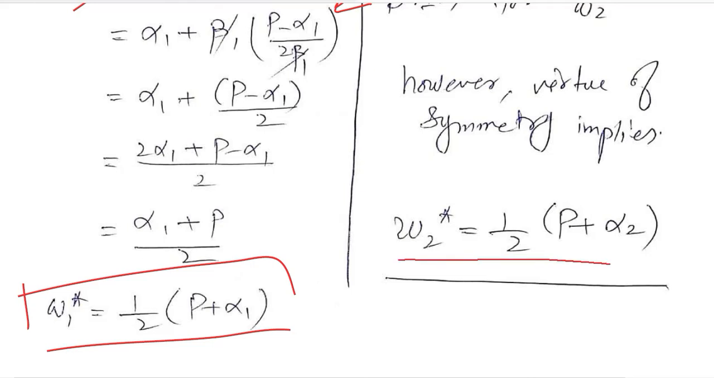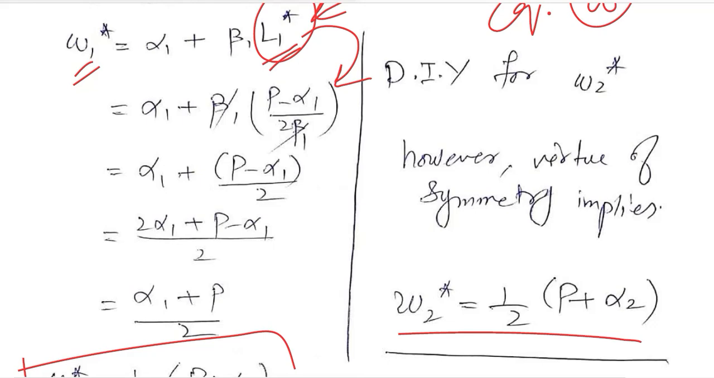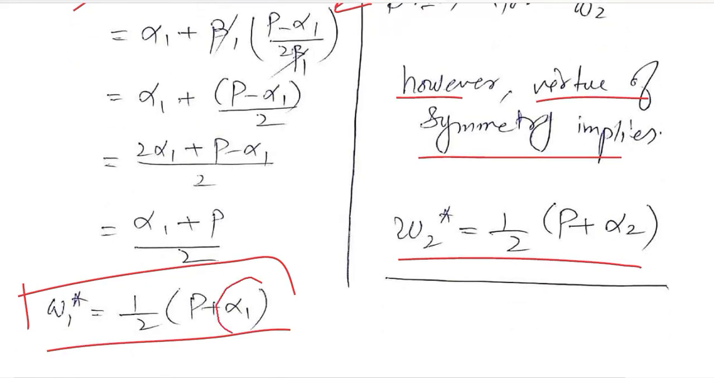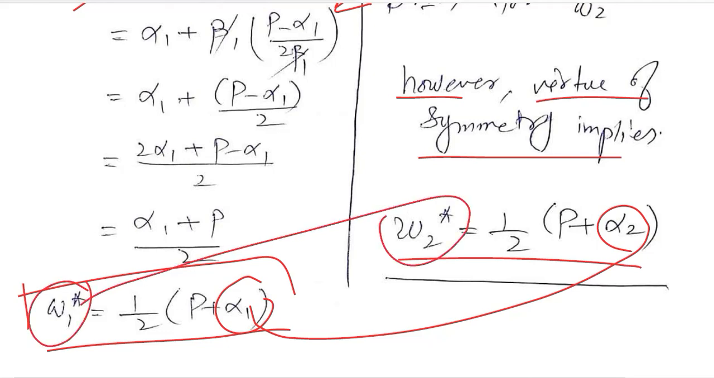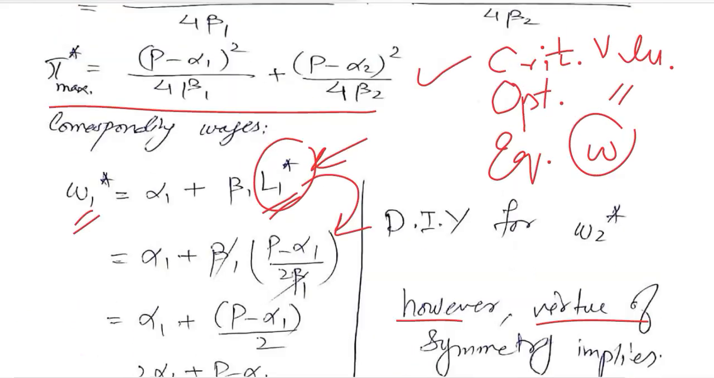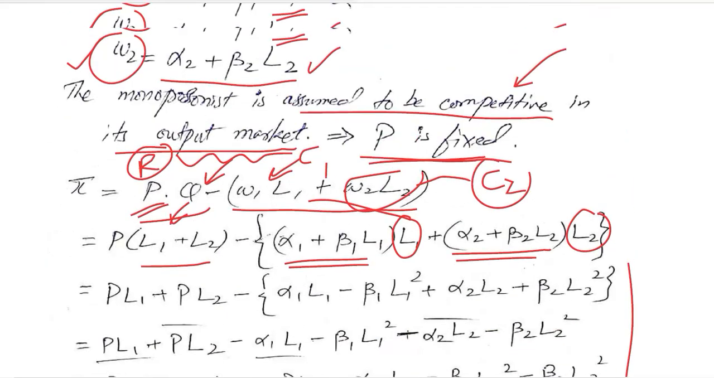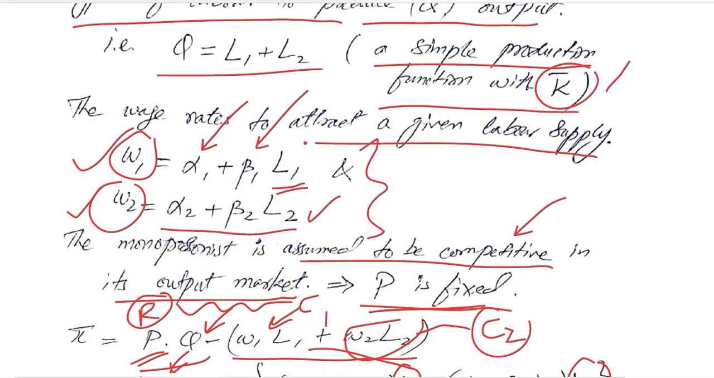We can do it for the second labor as well, and for that we will substitute the value of L2 asterisk in the second wage equation that we are given, and simplifying will give us this answer. However, here we have done it by virtue of symmetry, and we have simply replaced alpha 1 with alpha 2. Remaining values are there as they were. W1 asterisk is now considered to be W2 asterisk, but we can solve it. For solving, we simply have to substitute the critical value in the wage equation which is given. These are those wage equations.